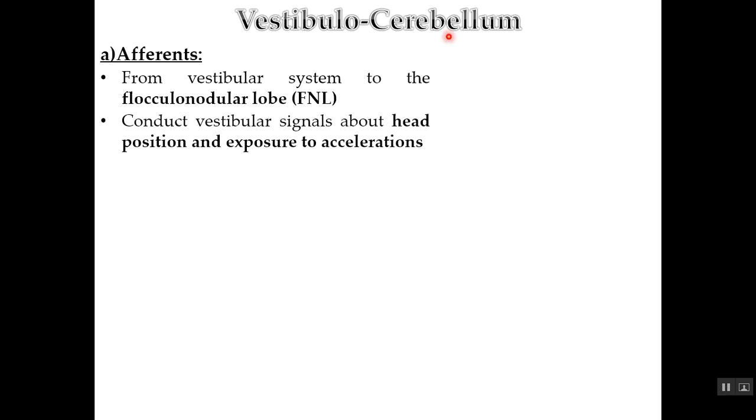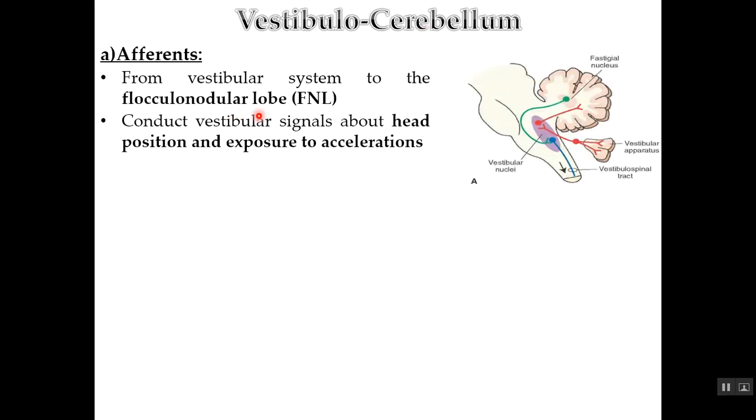Number one, vestibulocerebellum. The afferent for the vestibulocerebellum is coming from the vestibular apparatus to the folliculonodular lobe. Again, this is the vestibular apparatus, then to the vestibular nuclei, then to the vestibulocerebellum. This afferent will inform the cerebellum, or vestibulocerebellum, with what? With information or signals about the head position or exposure to acceleration, either linear acceleration or angular acceleration.